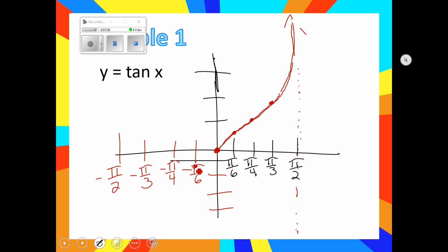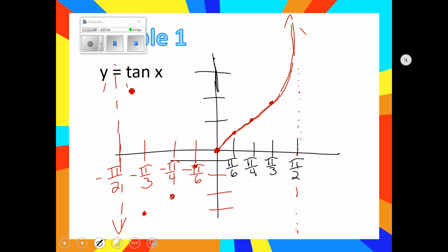Okay. How about negative pi over 4? What's the tangent? Negative 1. How about negative pi over 3? Negative 1.73. How about negative pi over 2? How about down at that? Is it still going to be undefined? So what does that create? A vertical asymptote. So it's still going to have a vertical asymptote right here.